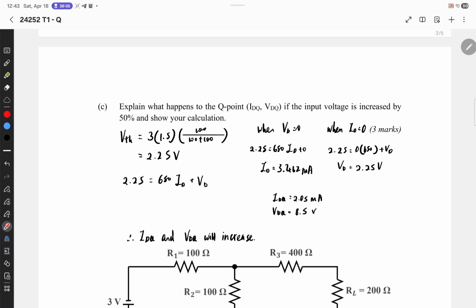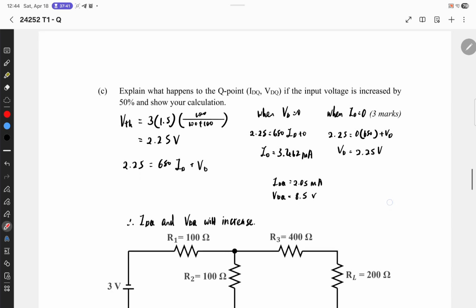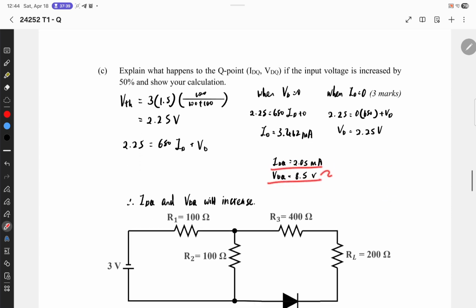So we use the original voltage times 1.5, and then we will get VTH equals to 2.25 volt. And then we substitute VD equals to 0 and ID equals to 0. So the new ID will be 3.462 milliampere and VD will be 2.25 volt. So we will get that IDQ and VDQ are increased.